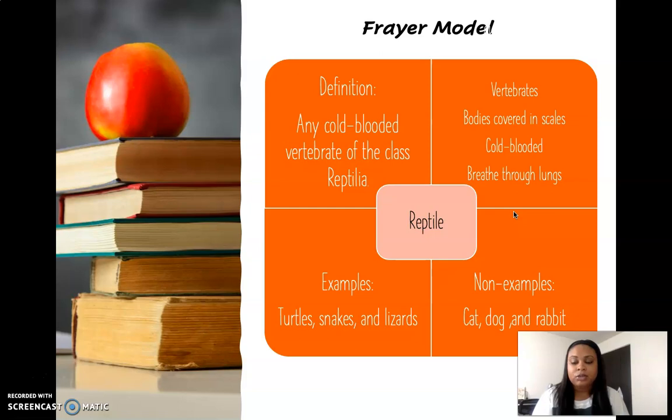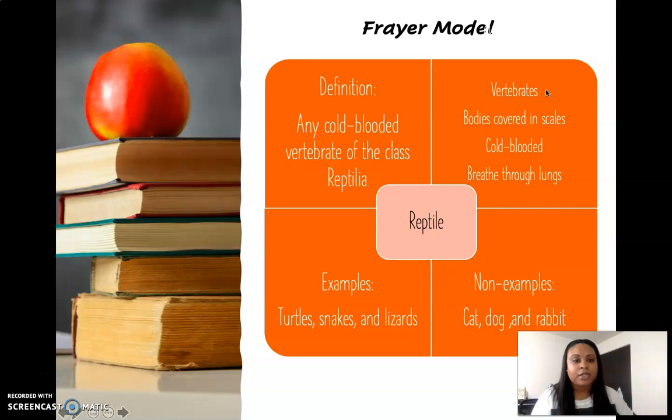Okay, this type of model can be useful for nonfiction terms or academic vocabulary because it presents essential and non-essential information related to this term that is being studied. Now, for my example, I am going to use the word reptile. Now, for reptile, I found the definition, okay? Any cold-blooded vertebrate of the class Reptilia, okay? Now, for this, I just gave some different characteristics of what a reptile can be under.